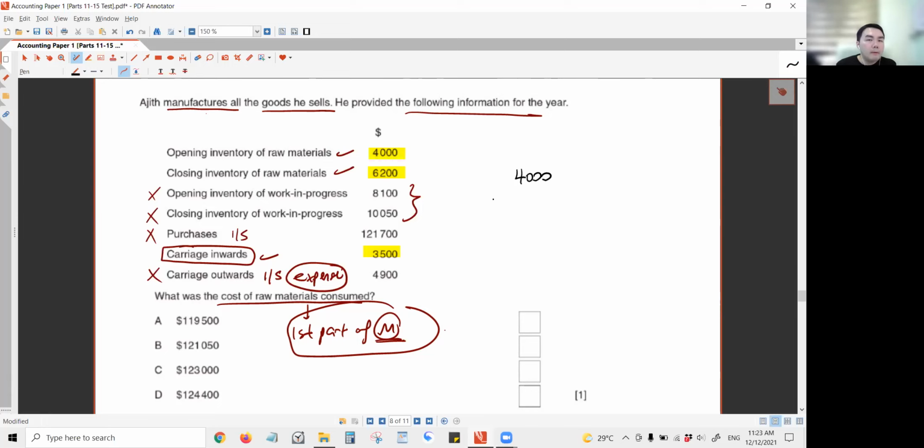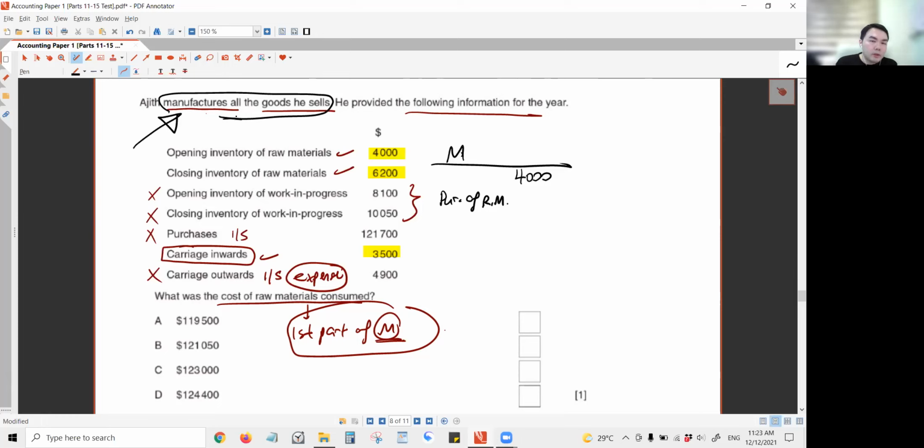Hold on, yeah. They say Ajif manufactures all the goods he sells. Manufactures all the goods he sells, means Ajif never buys finished goods. Therefore, just now, when I'm trying to do the manufacturing account here, I'm trying to look for the purchases of raw material, but I don't see any purchases of raw material here. They should have it. Therefore, I look at the question again carefully. They say Ajif manufactures all the goods he sells.